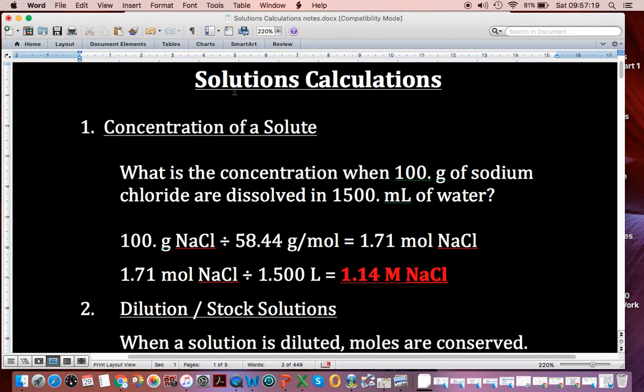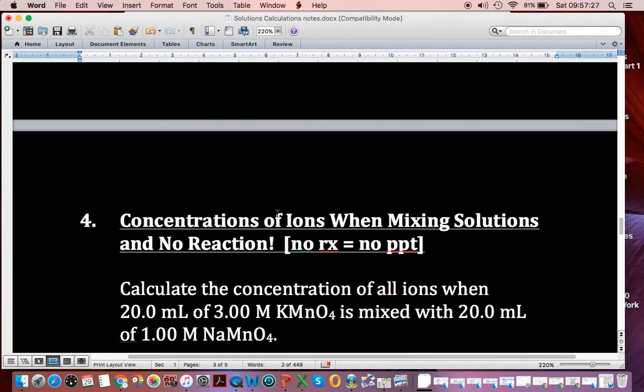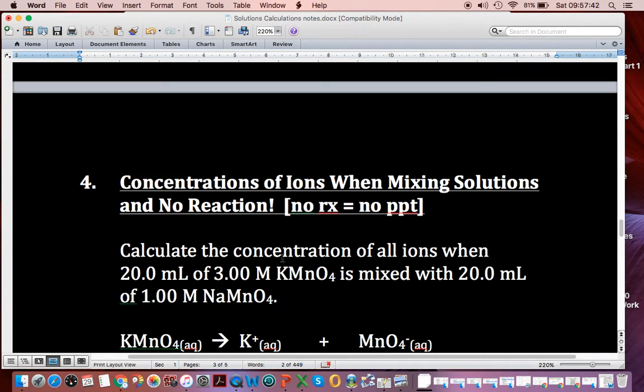Good day. This is part 2 of solutions calculations. We've gone through 1, 2, and 3, and somewhere down here we arrive at part 4. So what we're saying here is we've got to find out the total concentration of ions when we mix two solutions together and there's no reaction. By no reaction it means no precipitate forms. So here is the question.